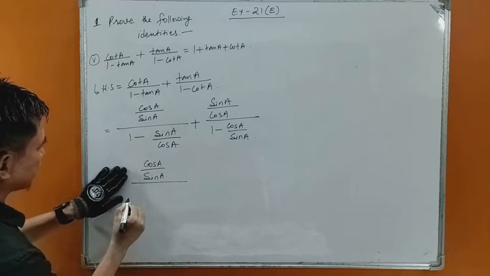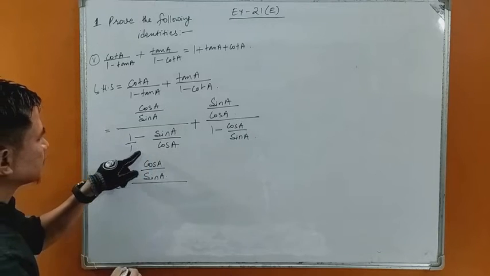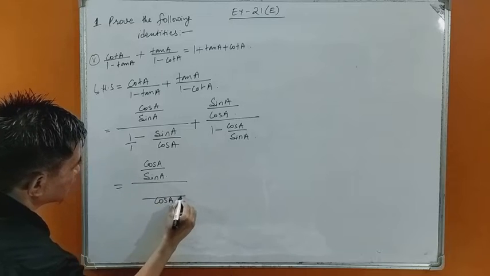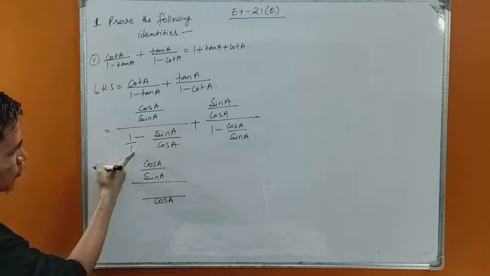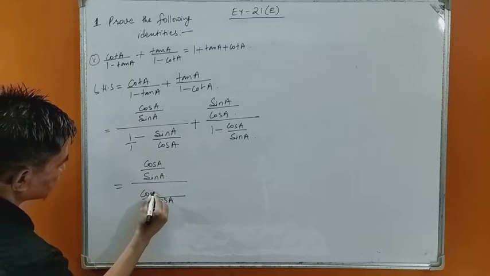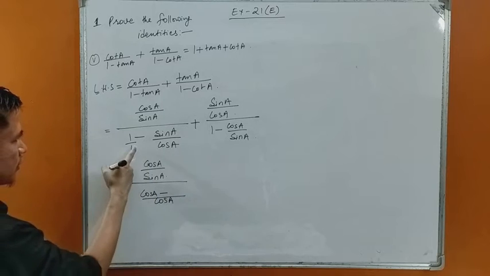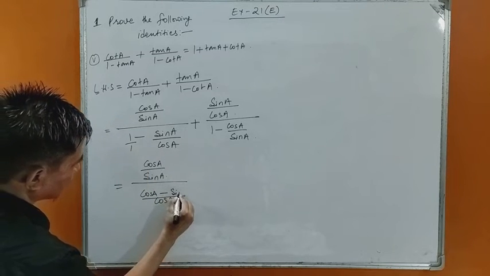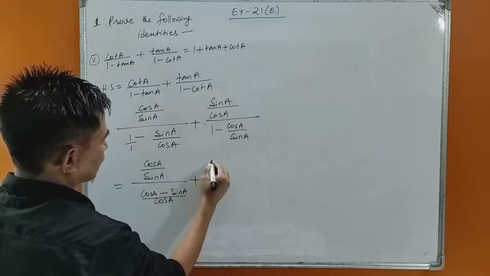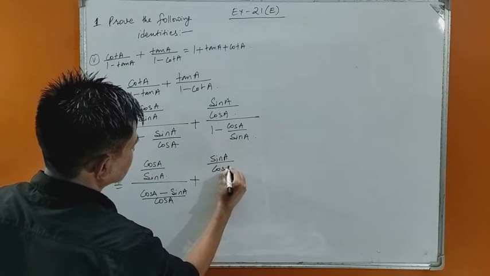In the denominator we take the LCM. Okay, so we have 1 in the denominator of this one. The LCM of 1 and cos A is cos A, isn't it? So 1 into cos A gives us this cos A. So cos A into 1, cos A, minus sine A upon cos A. This 1 into cos A is cos A, minus sine A into 1 is sine A, plus this is sine A upon cos A. We copy as it is, sine A upon cos A.